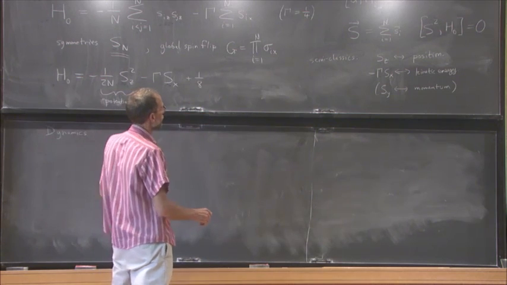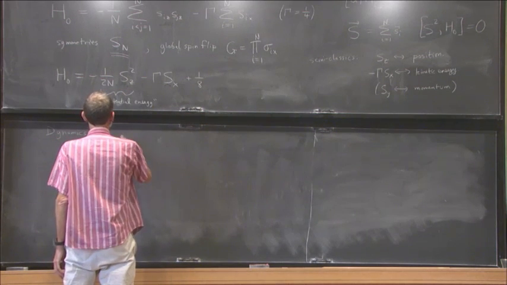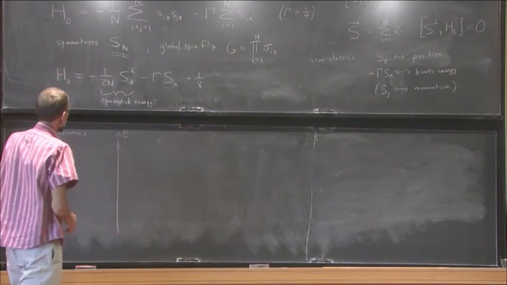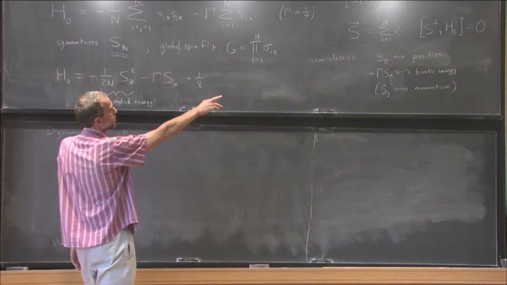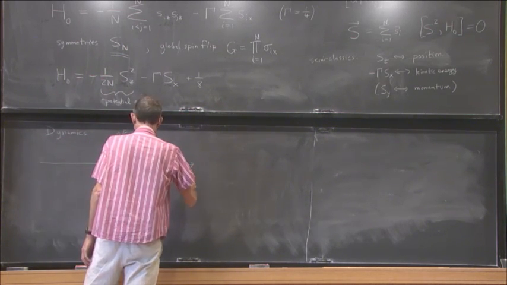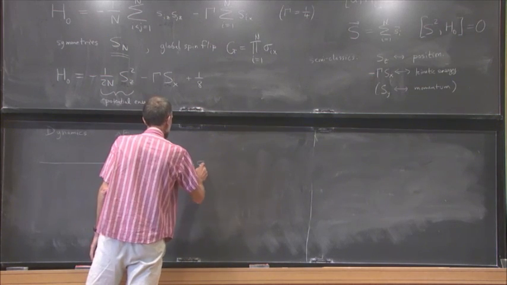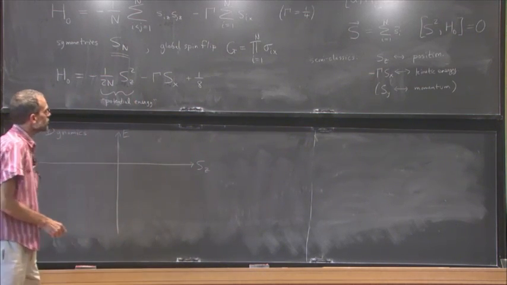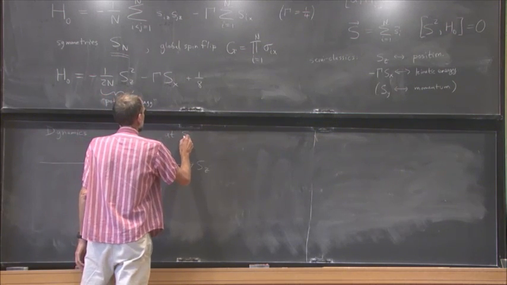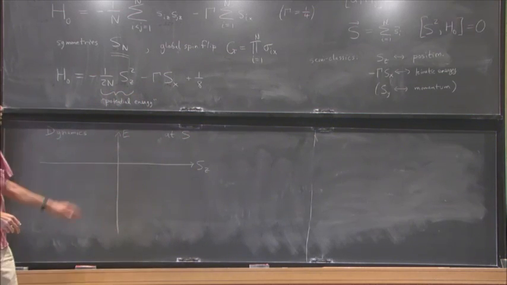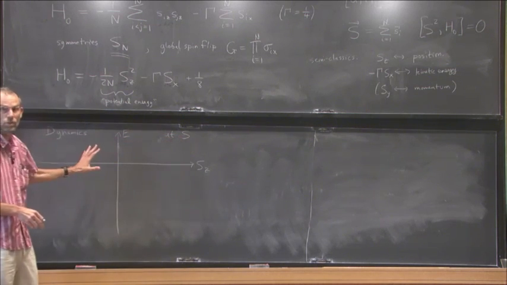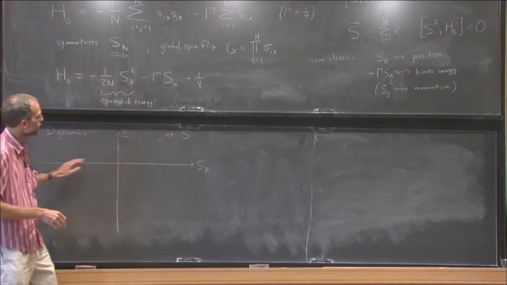Okay, so let me just draw a diagram of this. What we're going to have is I'm going to put energy on the vertical, and Sz is the position, so we'll put Sz on the horizontal. Let's say at a given magnitude of the total spin S, which with this h naught is a conserved quantity. So I can fix the total spin S and look at what the dynamics looks like. Here's the energy. Here's the position.